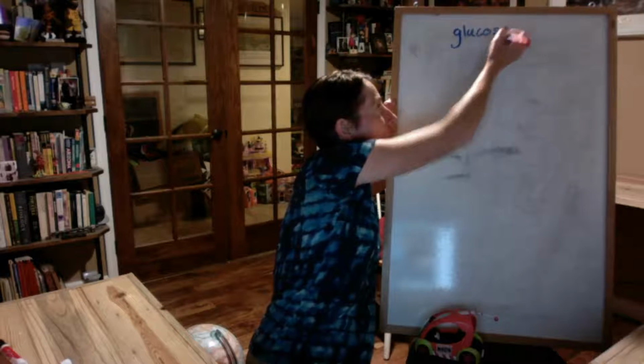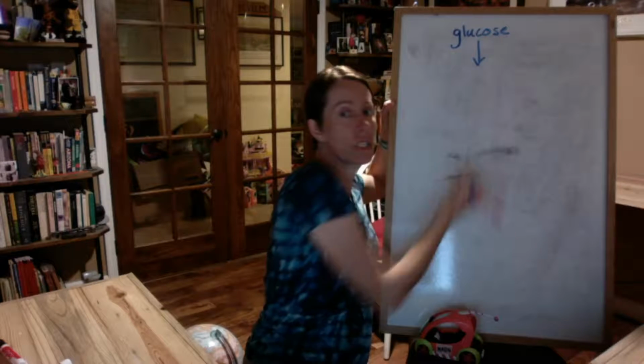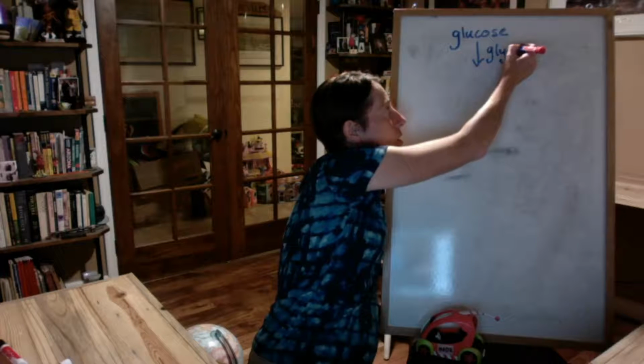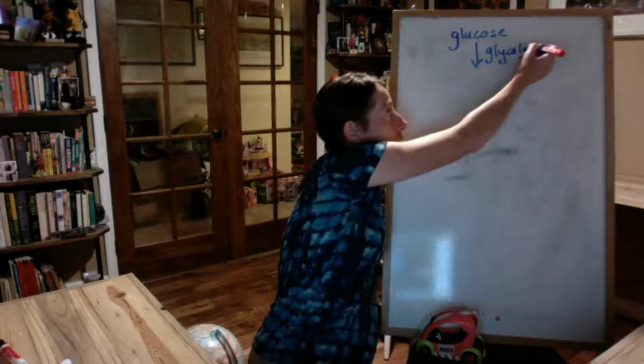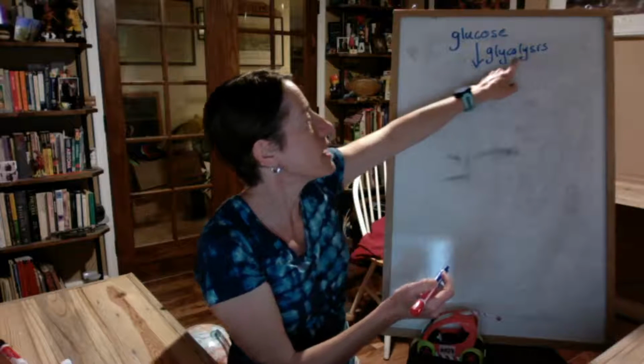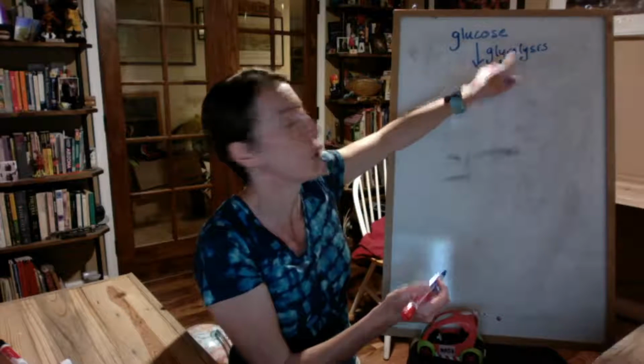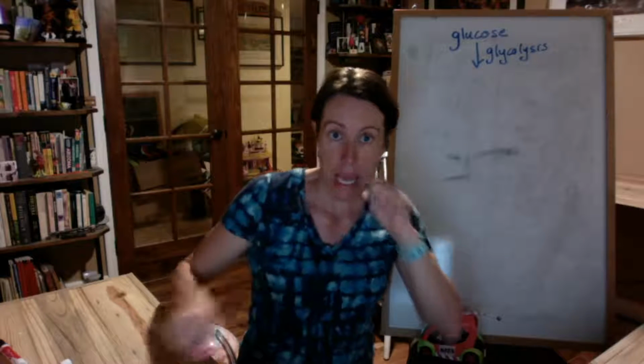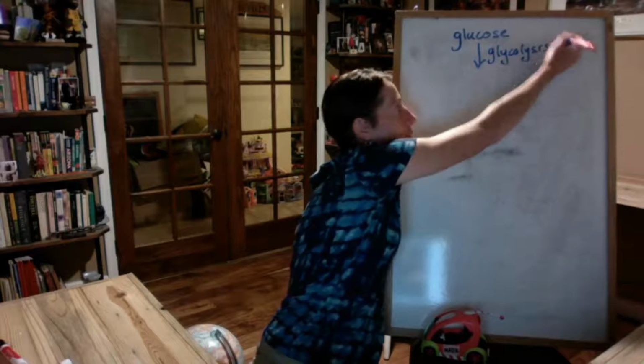Now our first step in cellular respiration is called glycolysis, and it basically means the lysis, the breaking of sugar. So that's what the word really means, and it happens in the cytoplasm.